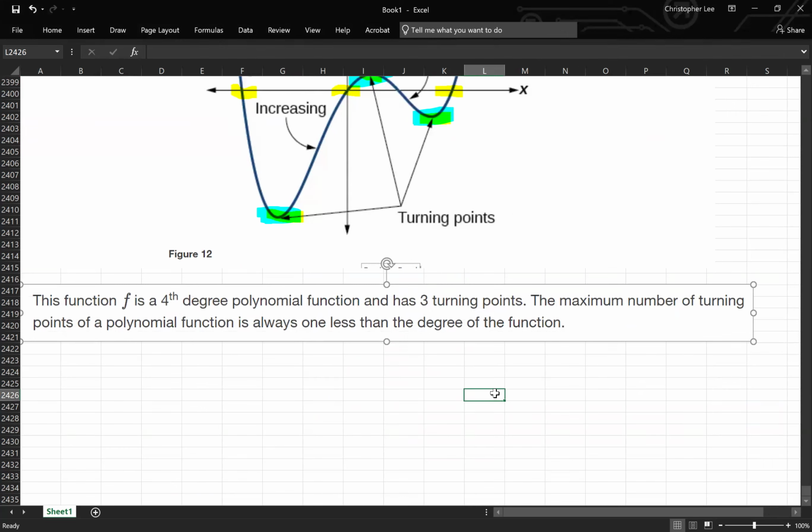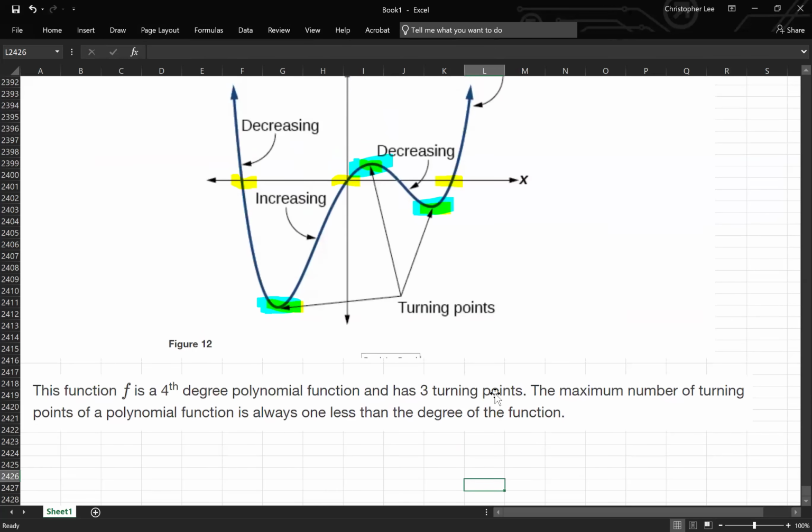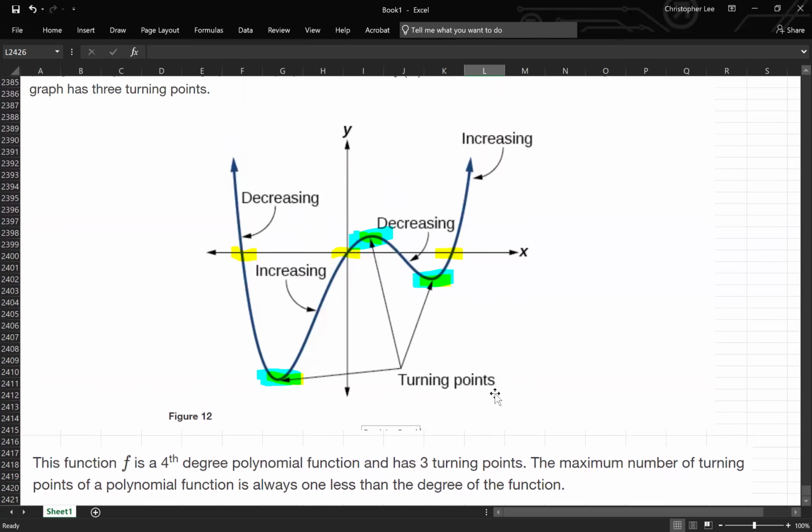So this function f is a 4th degree polynomial function and has 3 turning points. The maximum number of turning points of a polynomial function is always 1 less than the degree of the function. Remember that, for calculus.